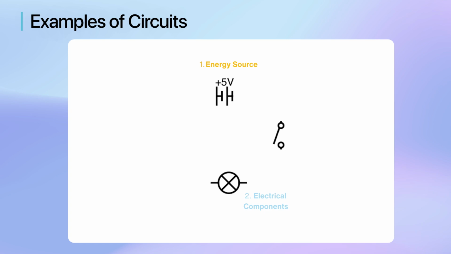Finally, we can look at the closed path. Wires, represented as lines, connect the battery, switch, and lamp in a loop. When the switch is closed, the circuit is closed. When the switch is open, there is a gap in the circuit that prevents the flow of current. As a result, the lamp does not light up.